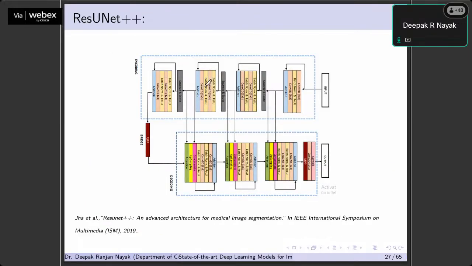ResUNet++ is another architecture, where you will find the application of residual connection. This is the residual connection. And this is what is known as squeeze and excitation attention, which we discussed yesterday, which is a kind of channel attention.